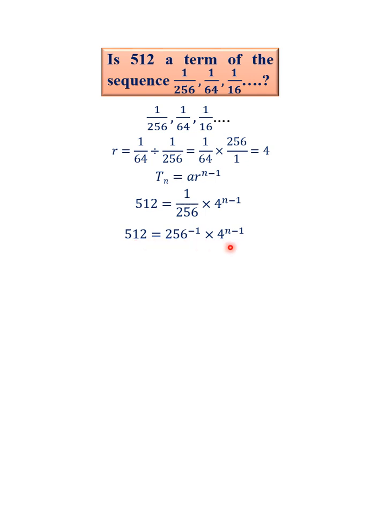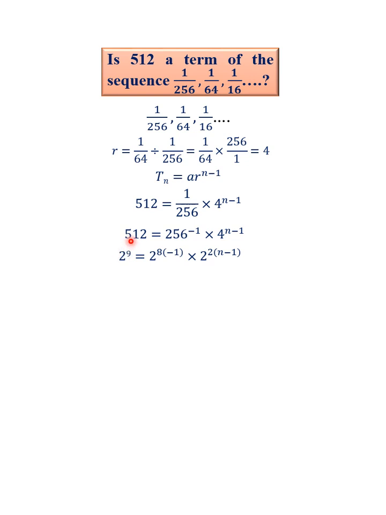Now that we have this equation, we are going to take the left and right hand side of this equation to the same base to solve further. And we are going to express both sides of the equation in base 2. So how many times can 2 multiply itself to give us 512? The answer is 9 times.